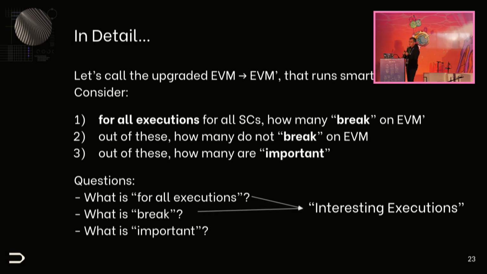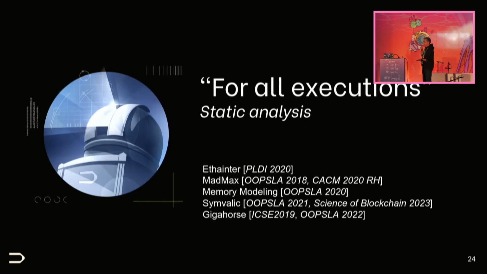So in detail, let's say what we do is ask ourselves, if I get an upgraded EVM, let's call it EVM Prime, it runs smart contracts, and we want to ask, for all executions over all smart contracts, how many will break that didn't used to break before, and how many are important? And our technology comes to answer different questions, such as for all executions, what does it mean to break, and what does it mean to be important? So let's have an idea. First of all, for all executions.